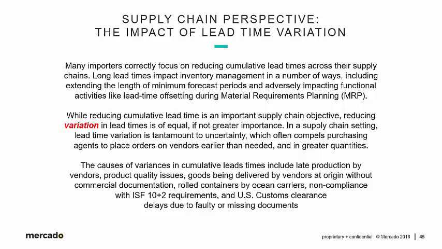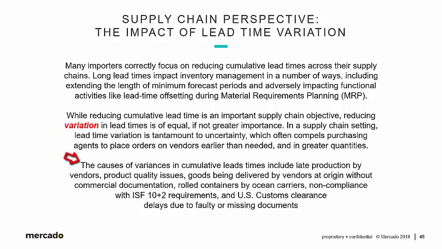Yantian to Long Beach, ideally port to port, 13 days. But week 1, it's 13 days. Week 2, there's a storm on the Pacific, and the lead time turns into 18 days. The week after that, there's port congestion in Long Beach, can't offload the ship, it's 21 days. That level of variation creates some real troubles because lead time variation is tantamount to uncertainty, which often compels purchasing agents, buying people, to place orders on vendors earlier than needed and in greater quantities.